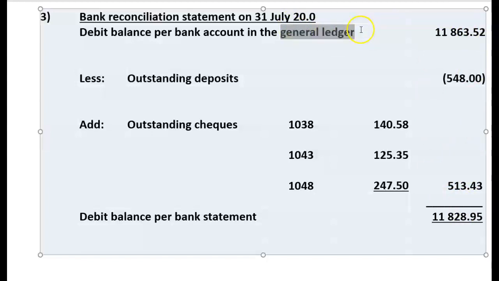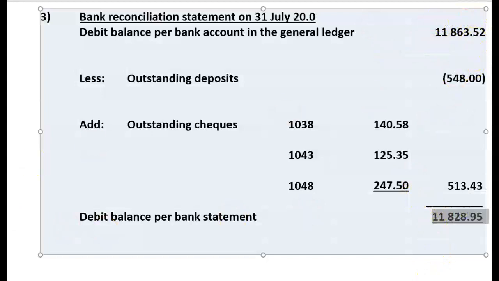Remember, I have two things that should be the same in an ideal world. Our ledger account balance should be exactly equal to our bank statement account. For some reason, the two are not the same. And the purpose of the bank reconciliation statement is to put on a piece of paper why that balance and that balance differ from each other. I want to explain the difference between those two balances.